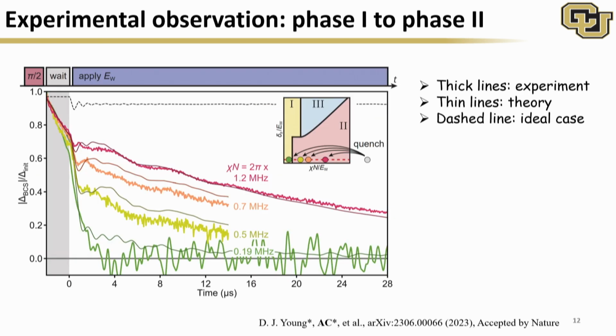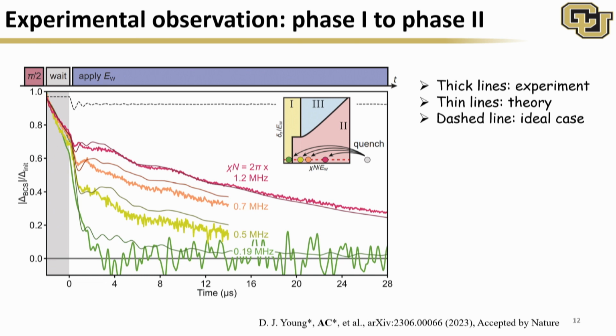So now I would like to go to the experimental observation. First is the phase 1 to phase 2 transition. In this case, we vary the ratio of chi N over E sub W. We first use a pi-half pulse on the system to prepare the state equivalent to the ground state when the interaction is large. Then we turn on the frequency spreading E sub W so that we quench this ratio to a finite value.